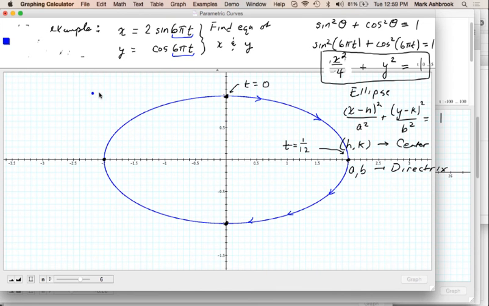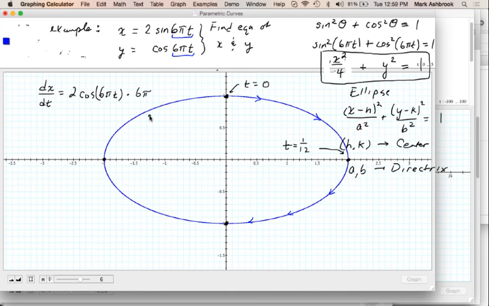Look at dx/dt. What's dx/dt? Find dx/dt. dx/dt equals 2 what? Cosine 6 pi t times 6 pi. Here's what I was talking about. So now dx/dt is a function of t.